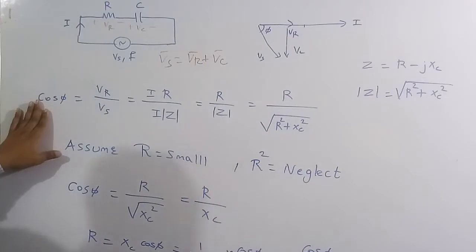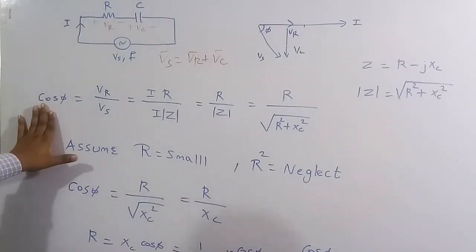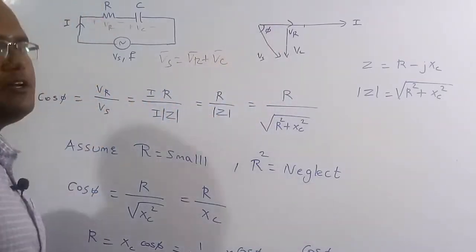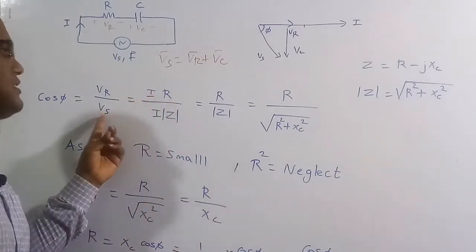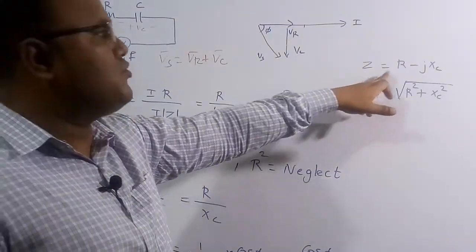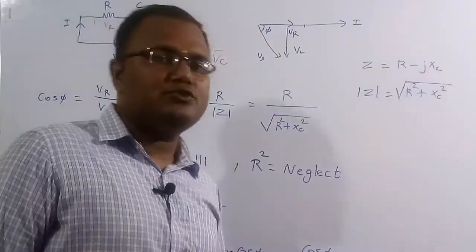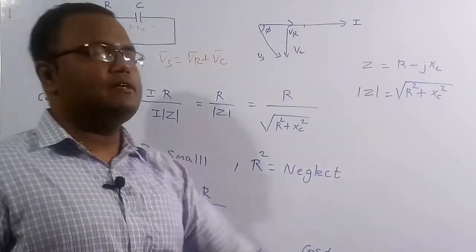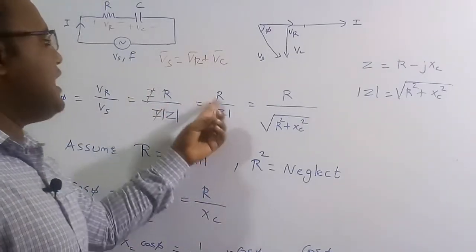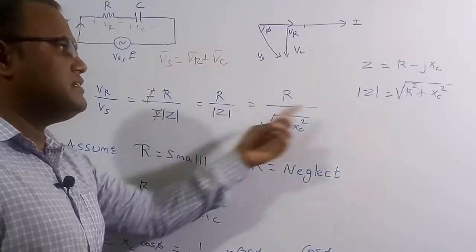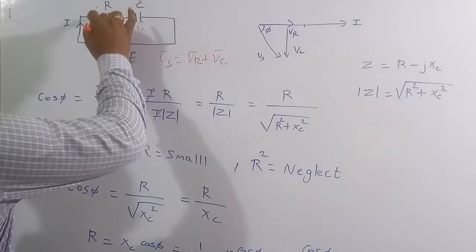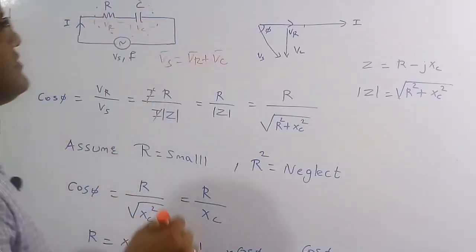I want to write a relation for cos phi. Cos phi is the power factor, which is the base by the hypotenuse. Therefore VR by Vs. VR is the voltage across the resistor, which is I into R, and the supply voltage is I into mod of Z, where the total impedance of the circuit is Z equal to R minus jXC. The magnitude is the square root of R square plus XC square. Here I cancels because it is a common term. Then we get R by mod of Z, which is R by the square root of R square plus XC square. As this is a practical capacitor, it is going to have a resistance and also a capacitance.